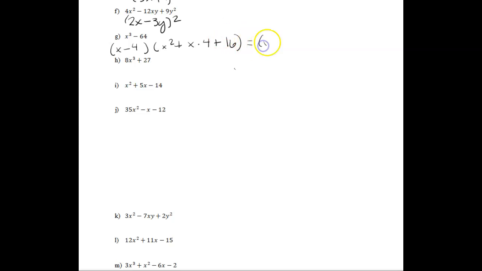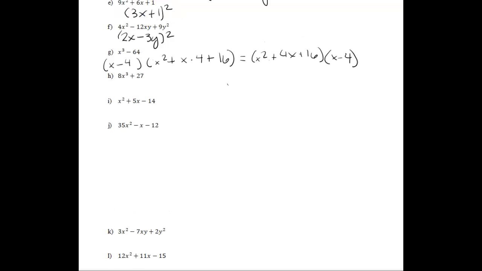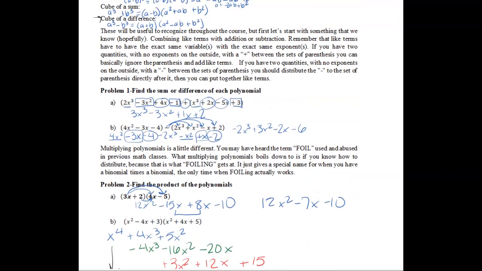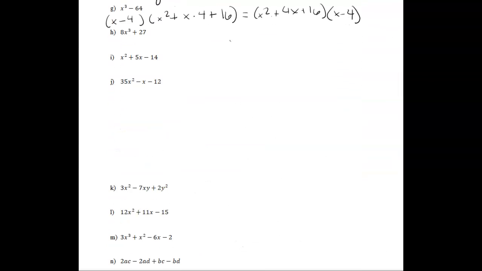Clean that up a little bit. I should get x squared plus 4x plus 16 times quantity of x minus 4. Again, multiplication is commutative. It doesn't matter which order you write it in. Alright, so that is my difference of cubes, which is slightly different than a cube of a difference, which is what I was mentioning earlier in video 1. So I'm sorry, I thought I had that up there and I don't.